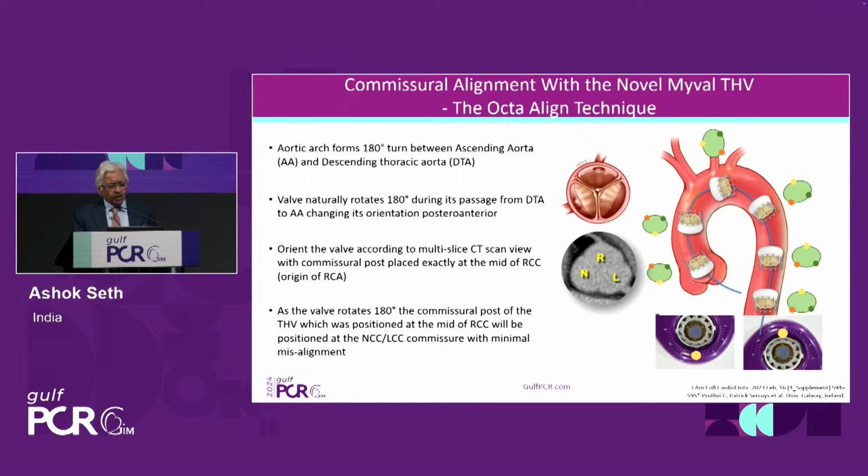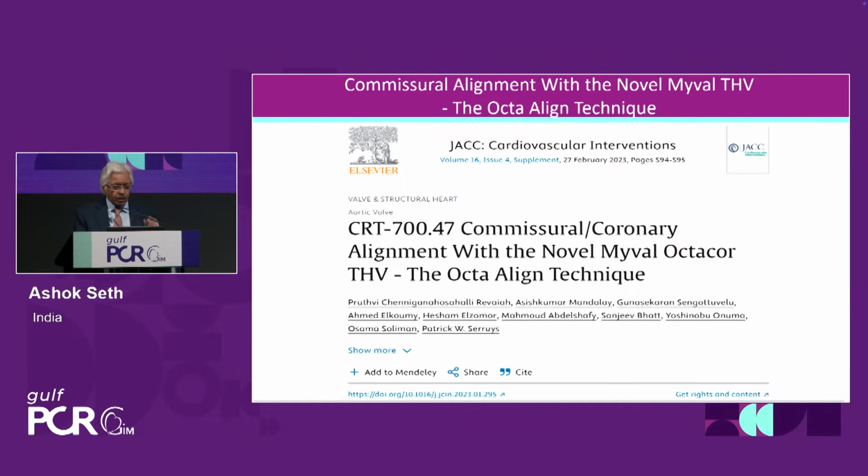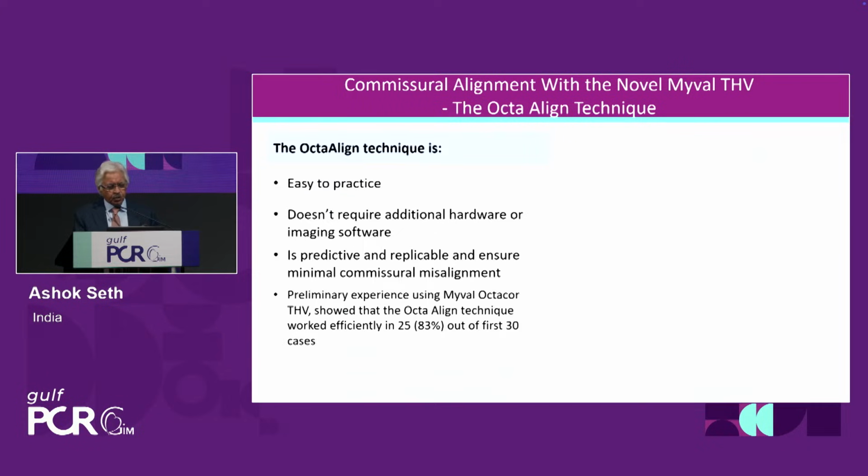And while I won't go over the details of this case, you understand that it is based on the multi-slice CT analysis, knowing where the position of the right coronary artery is, aligning the commissure to the right coronary artery when it's mounted. The valve flips over 180 degrees, and therefore the commissure normally comes on the opposite side of the THV, and therefore commissural alignment is achieved in more than 80% of the cases, as has already been published. So it's easy to practice and doesn't require additional software.